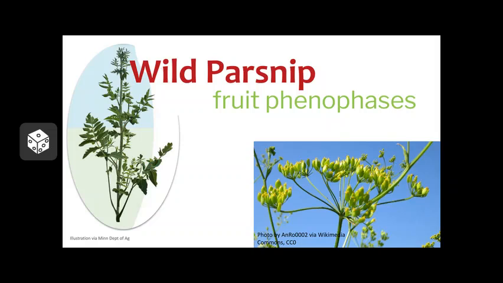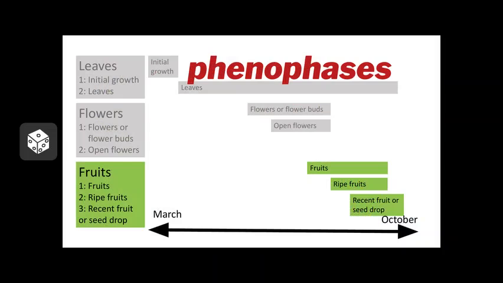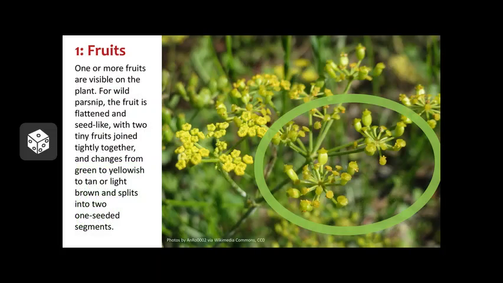Now, moving on to the topic of today's videos. Today, we will be discussing the 3 fruit phenophases of wild parsnip. The 3 fruit phenophases are fruits, ripe fruits, and recent fruit or seed drop. As the diagram shows, these 3 are all the latest to occur in wild parsnip, and they end late in the year. Starting off with the first fruit phenophase, which is referred to as fruits.